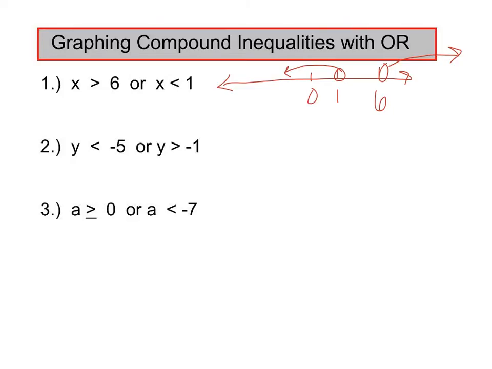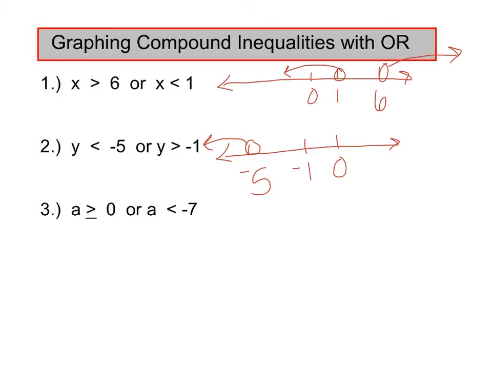Let's look at example 2. Y is less than negative 5 or y is greater than negative 1. Let's put 0 on our number line. Let's plot negative 1 and negative 5. Y is less than negative 5. That's an open circle on negative 5 and my arrow pointing towards numbers less than negative 5.